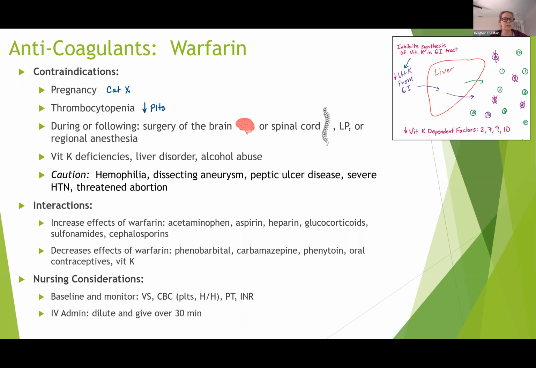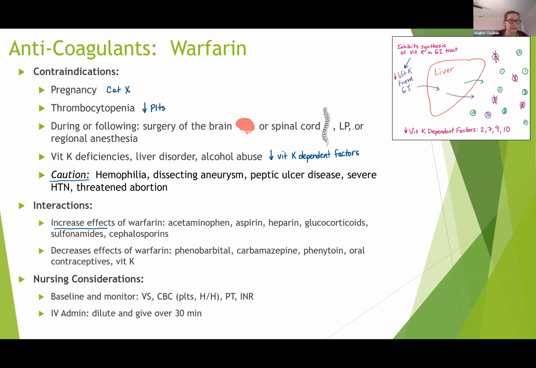So when you add alcohol to the mix, or you add drugs that affect the liver, then the other jobs that it's used to doing are not going to be as effective. All of those things are going to decrease vitamin K dependent factors being made. So we're going to use caution with hemophilia, dissecting aneurysm, peptic ulcer disease, severe hypertension, and threatened abortion. Yes, these are the same as you saw in heparin and enoxaparin.